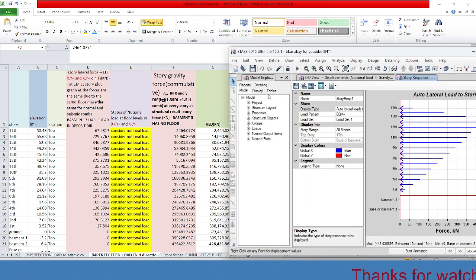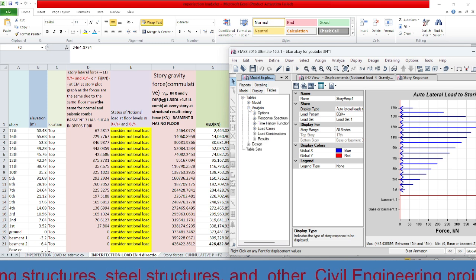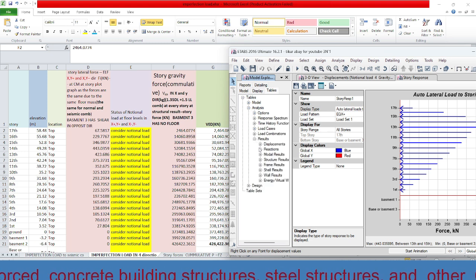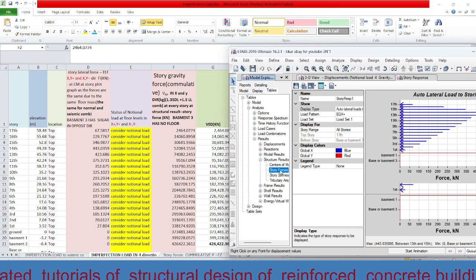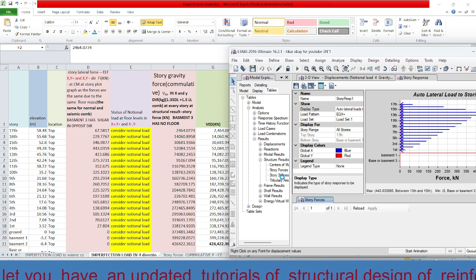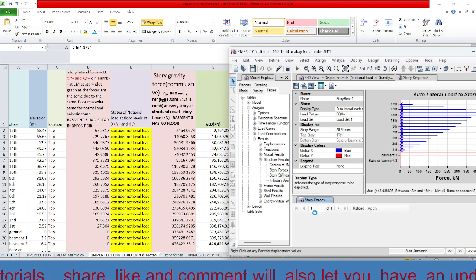So how can we obtain it? Just go to table, the story force, go to results and structural results. Simply go to the story forces, that is the gravity forces.